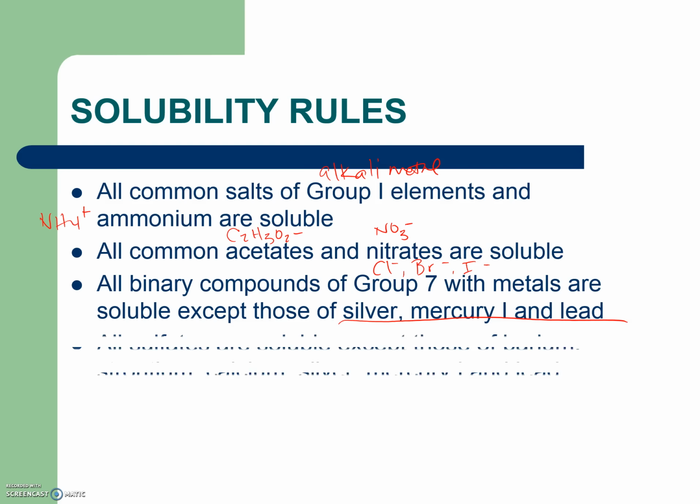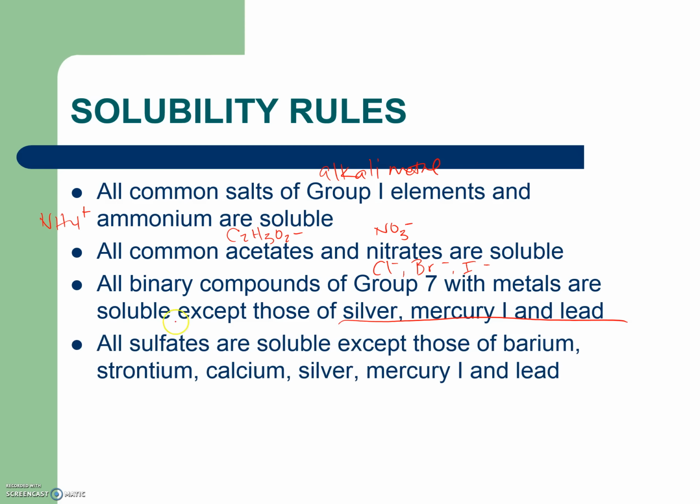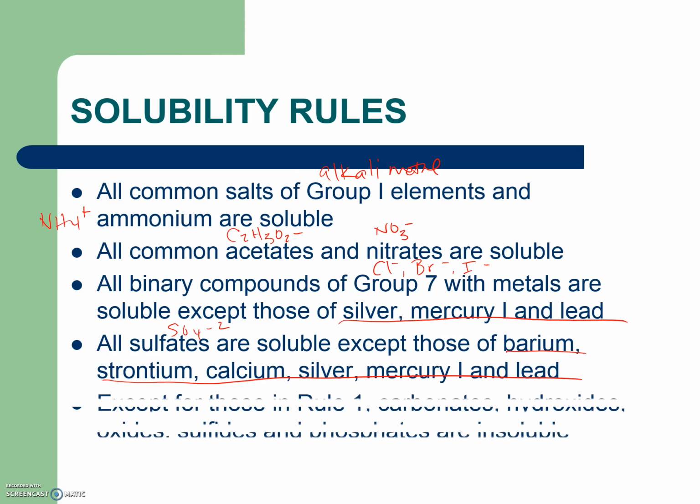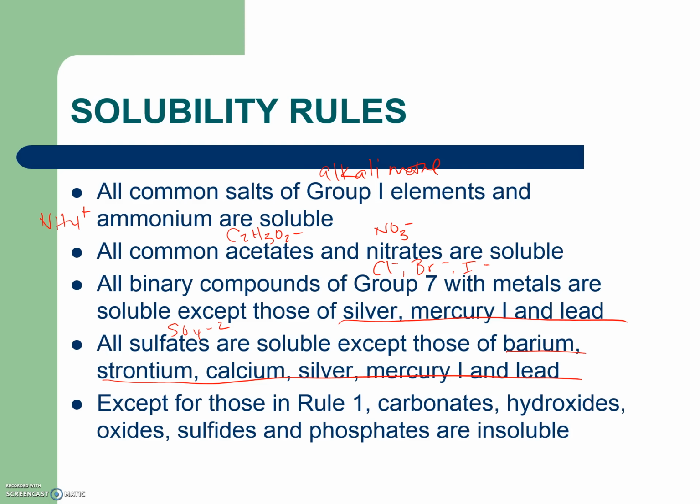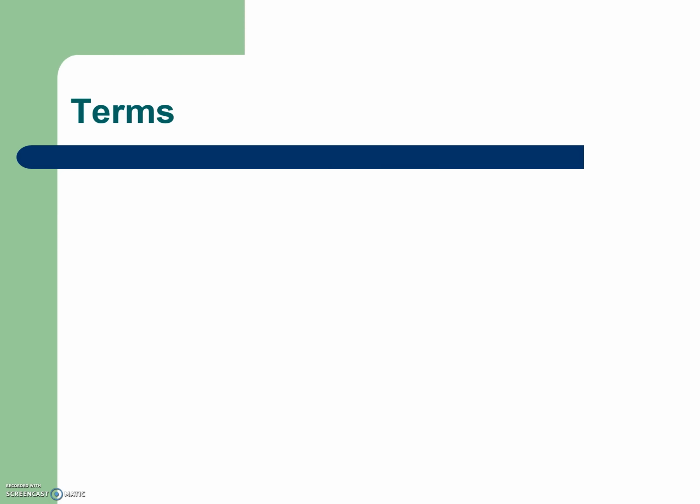Those are our exceptions. And then all sulfates are soluble, SO4 2-, except those of barium, strontium, calcium, silver, mercury, mercury 1, and lead. Except for those in Rule 1, carbonates, CO3 2-, hydroxides, OH-, oxides, O2-, sulfides, S2-, and phosphates, PO4 3-, are insoluble.